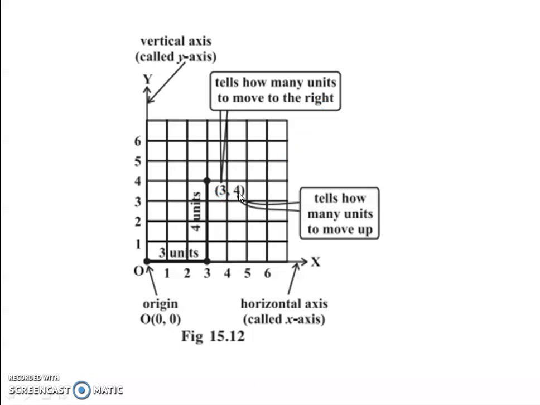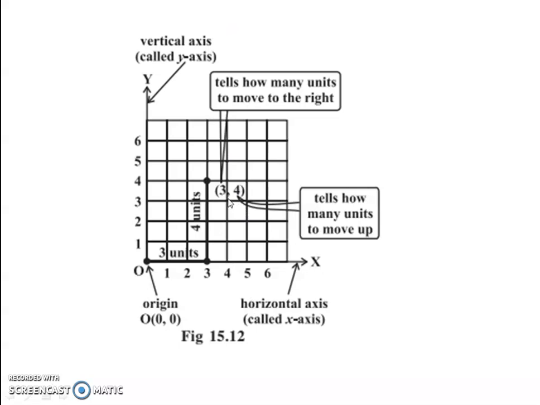Now we'll see about the second number. What is the second number? Second number is the number of units you move up, or that is the distance how long you move along y-axis. You can see 1, 2, 3, 4. This is y-axis, isn't it? So the first number tells how many units to move to the right, that means along x-axis, and the second number tells how many units to move up or along y-axis.